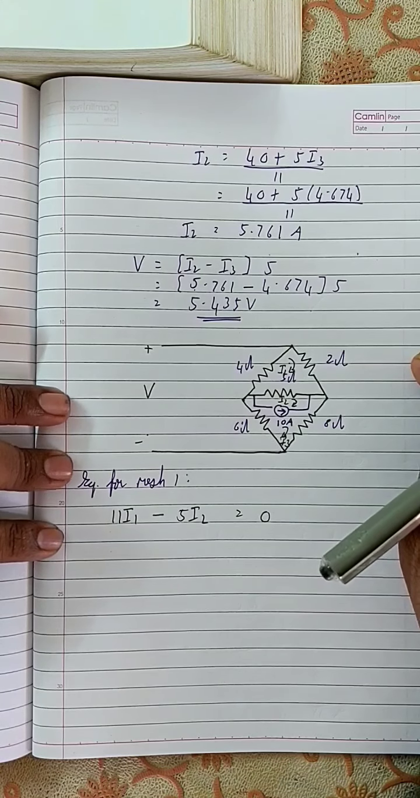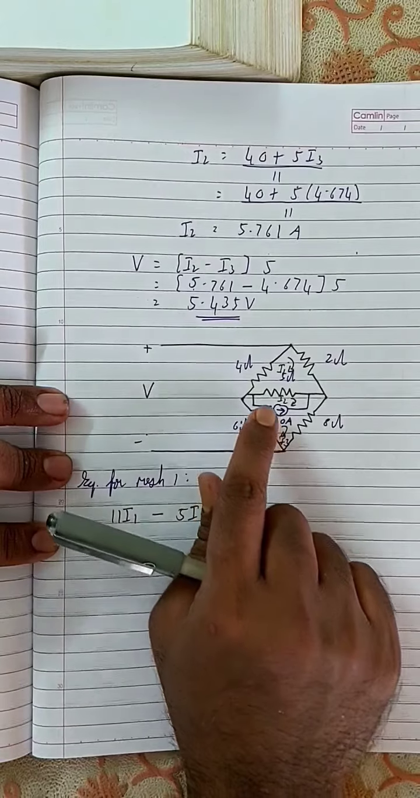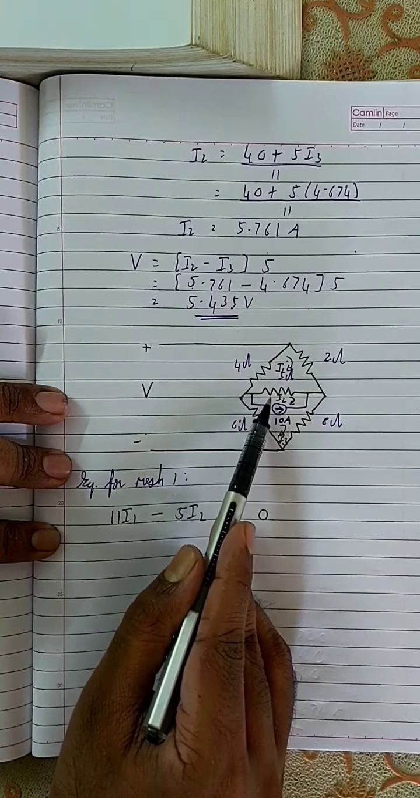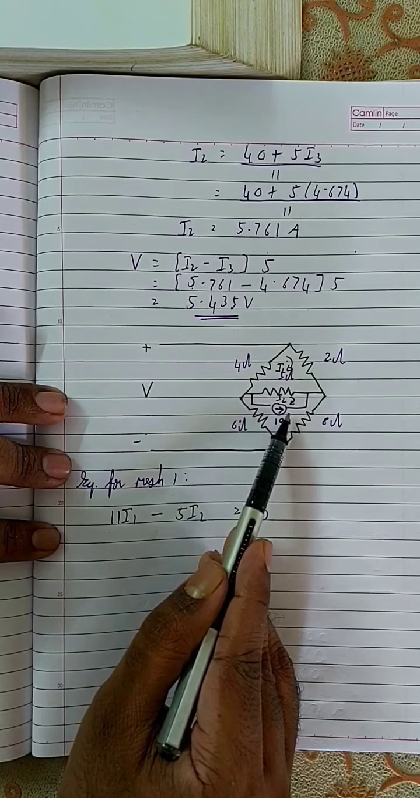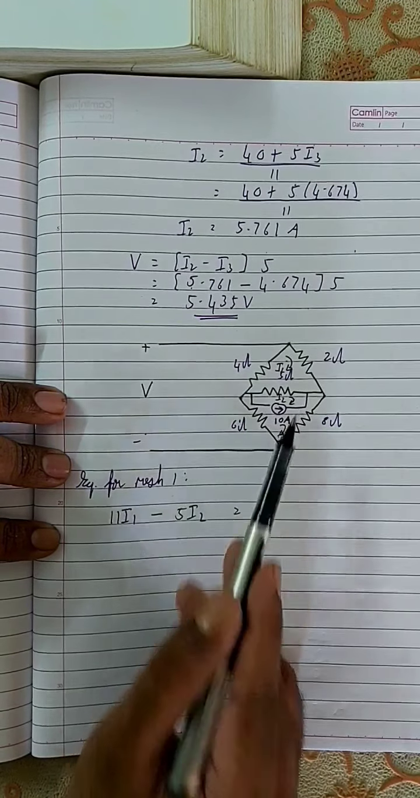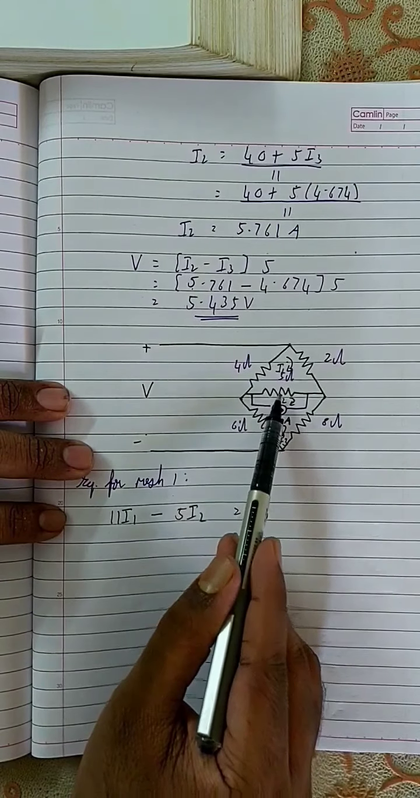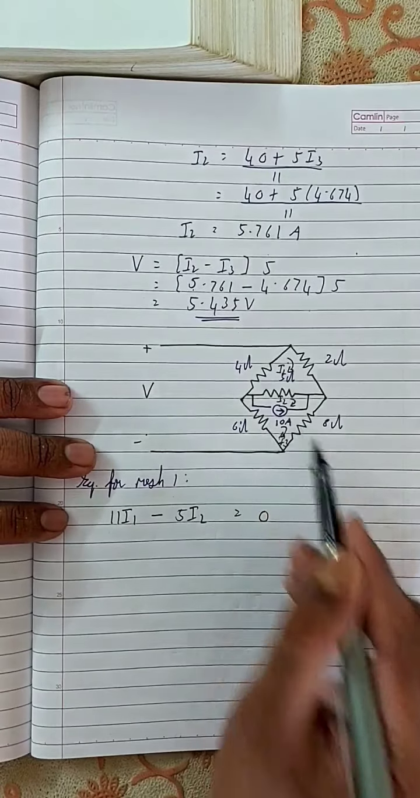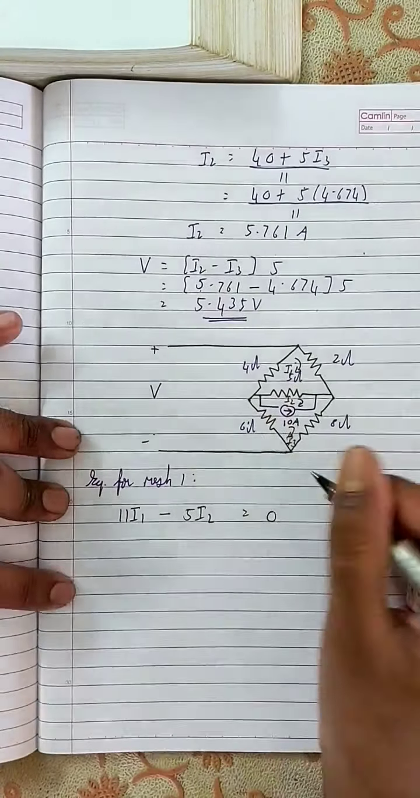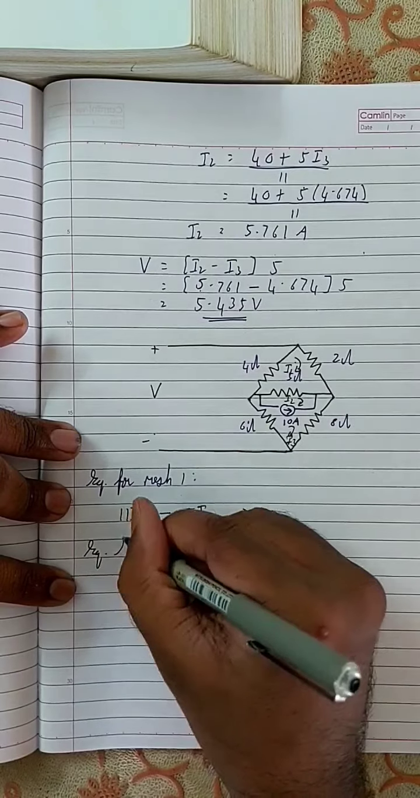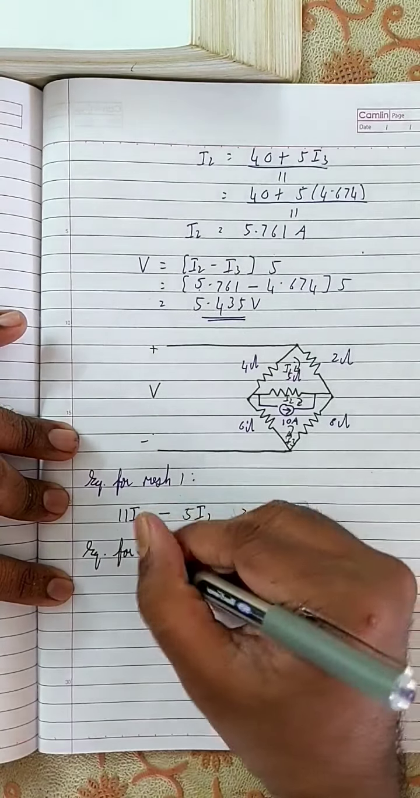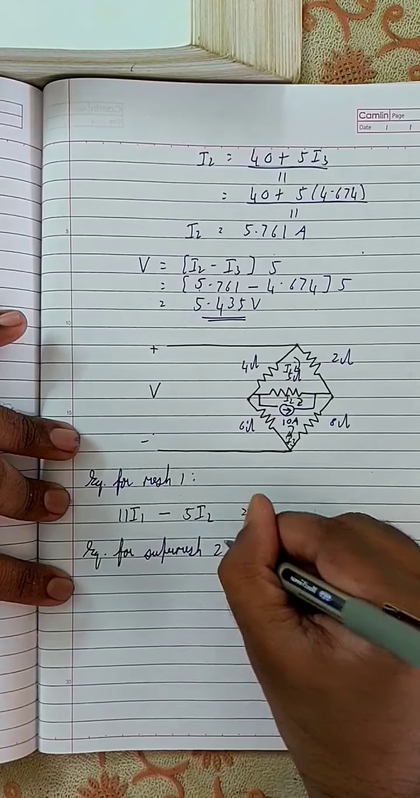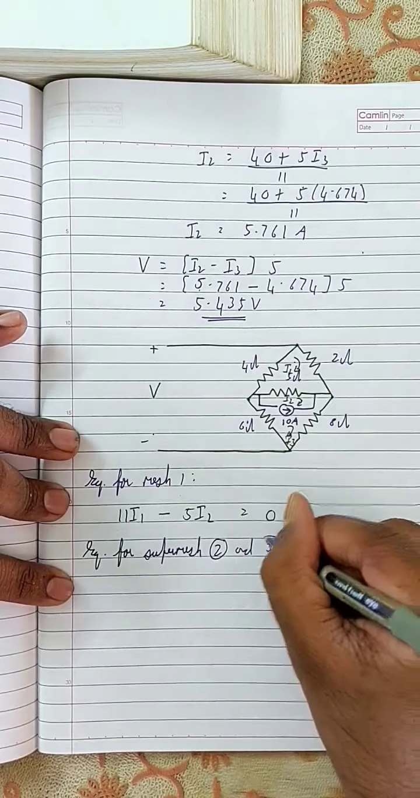Now what about the equation for mesh 2? If you look over here, this is mesh 2, and this is mesh 3, and in between mesh 2 and mesh 3 there is a current source. Therefore this is called a super mesh. That is, these 3 resistors form a super mesh. So we need the equation for super mesh 2 and 3.